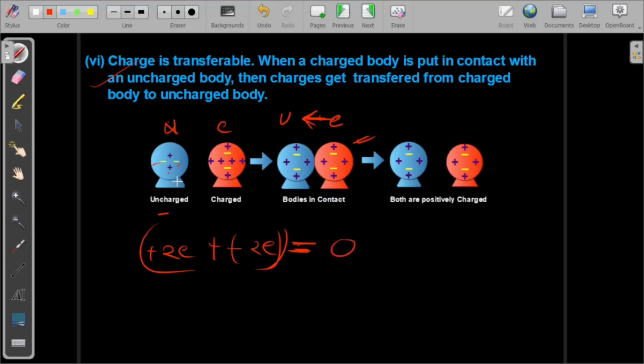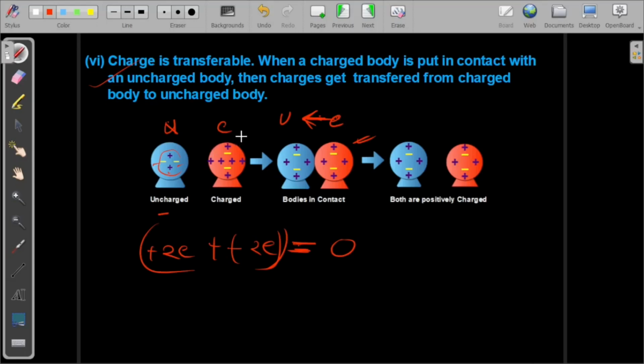In reality, uncharged doesn't mean that it has no charge. It has charge, but it has an equal number of positive and negative charges. Okay, understood. And look at this.